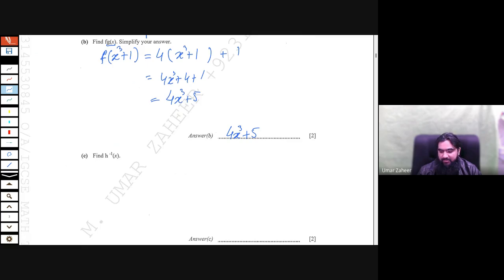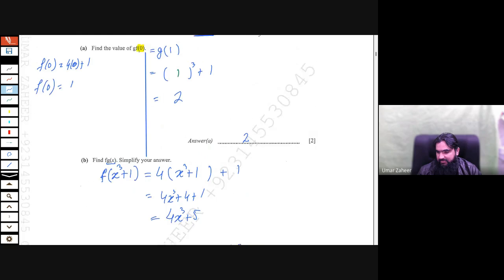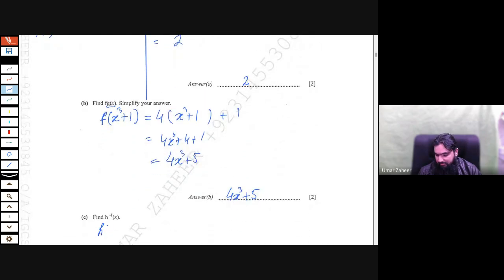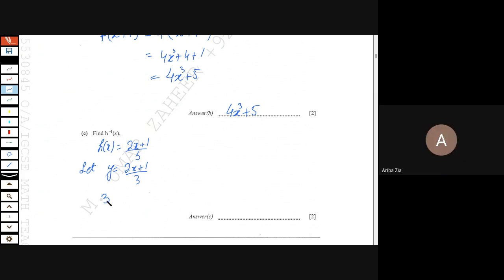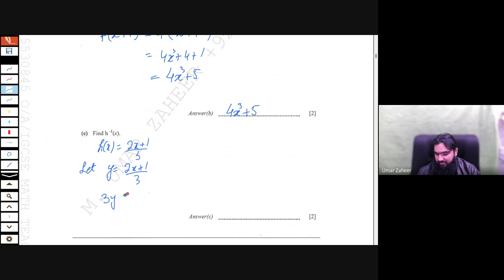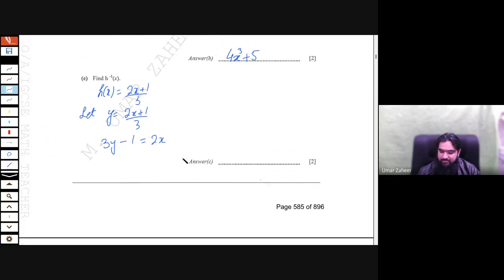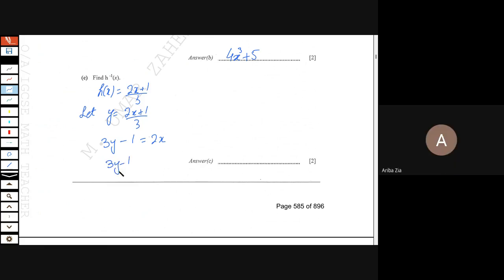Now in the next part, we have to find h inverse of x. Yes, Reba, how we can find the h inverse of x? Y is equal to 2x plus 1 divided by 3, okay? Yes, what I have to do next? 3y is equal to 2x plus 1. Yeah, 3 is dividing, it will be multiply, and plus 1, it will be minus 1. 3y minus 1 is equal to 2x. Next, 3y minus 1 divided by 2 is equal to x.